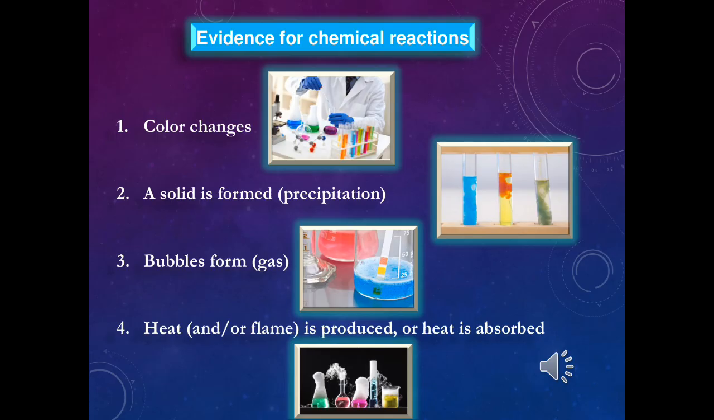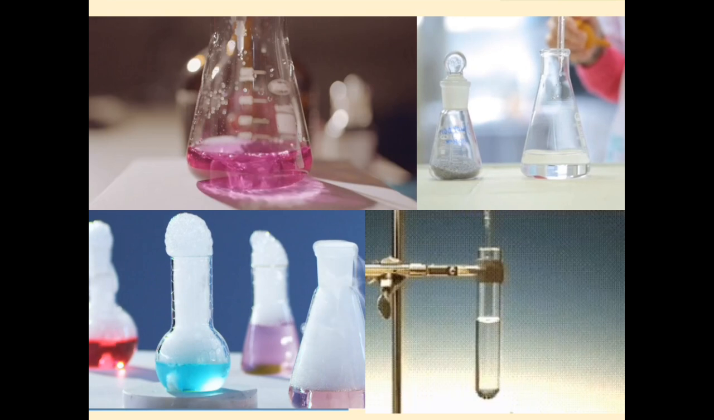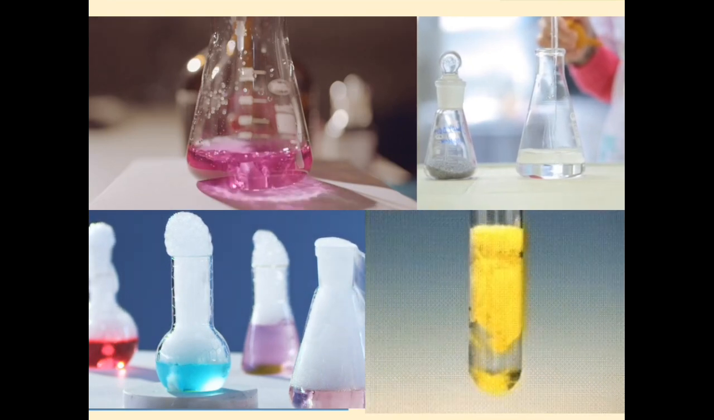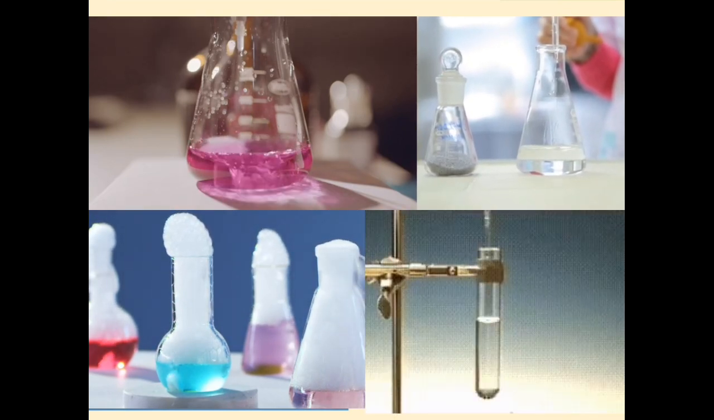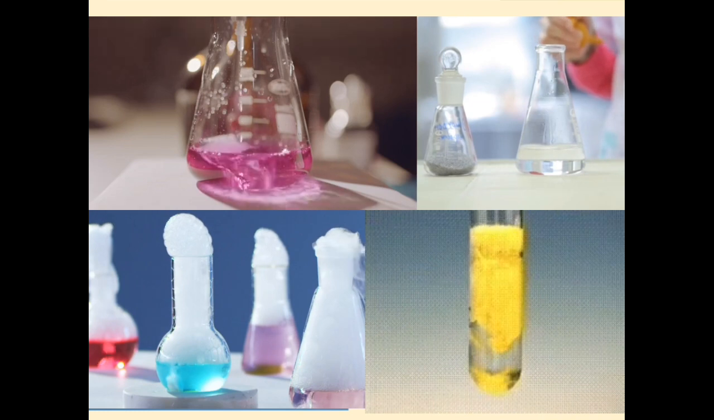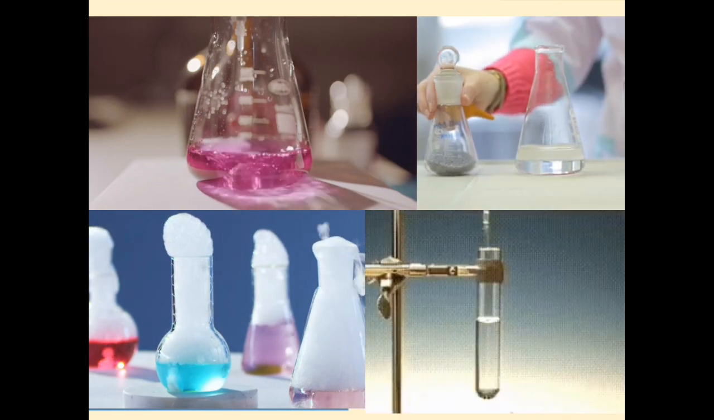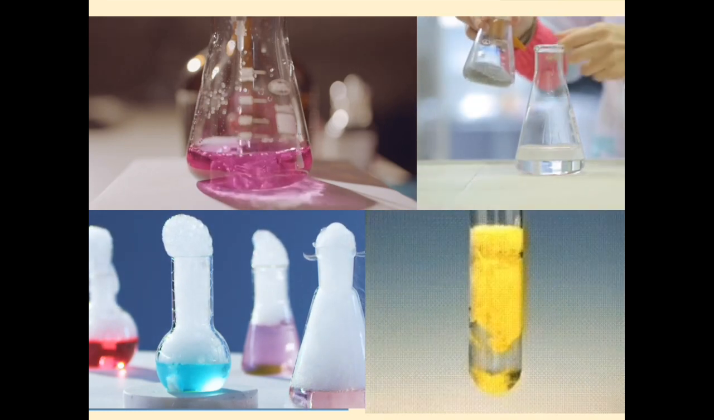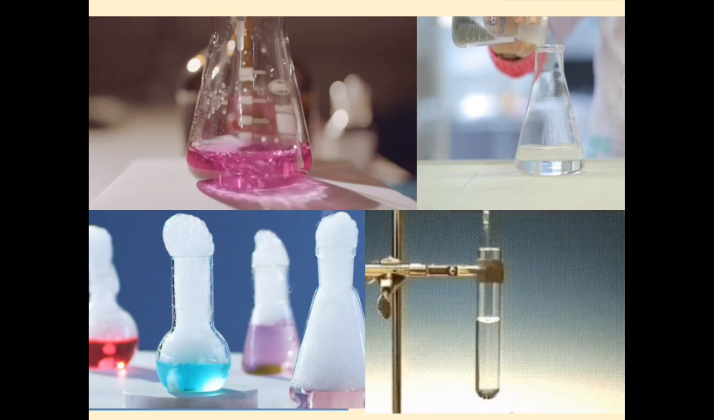There is evidence for a chemical reaction. One is color change. Second is a precipitation reaction, in which an insoluble solid is formed. Then bubbles or gas formation, and heat is produced or absorbed. These are the indications of chemical reactions that you can see here in this picture. So color is changing during a chemical reaction.